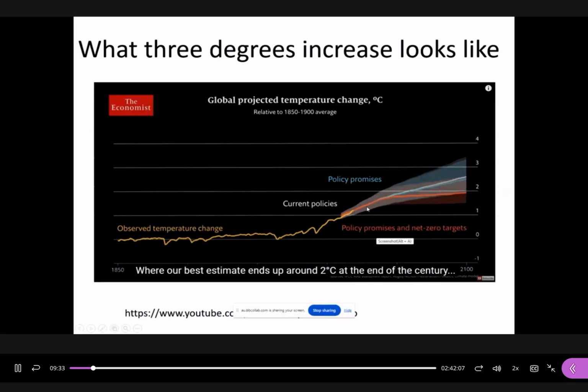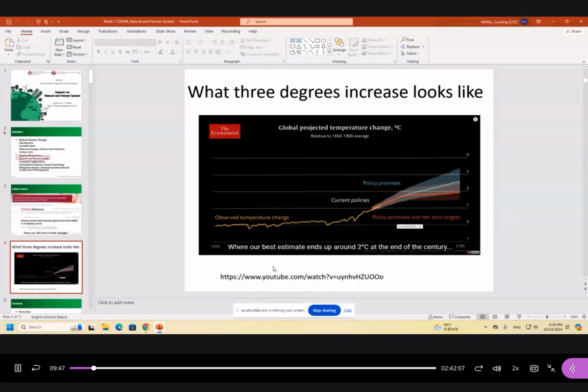And there's also the possibility that the temperature can be around maybe 2.5 degrees Celsius. So this is the modeling work. Here there's a video I want to show: what the 3 degrees increase looks like for our planet.